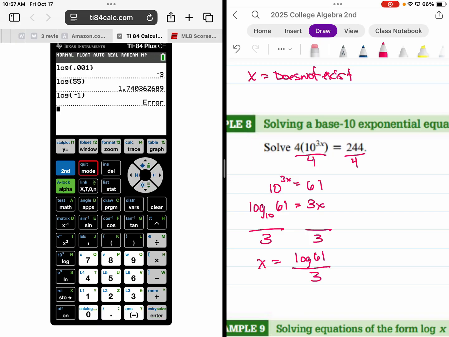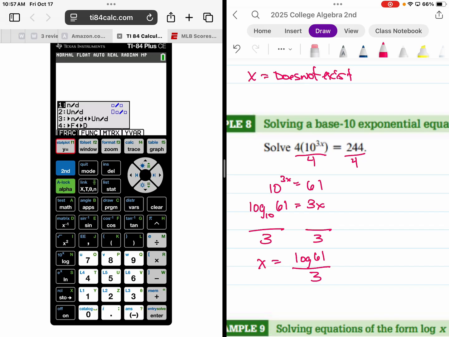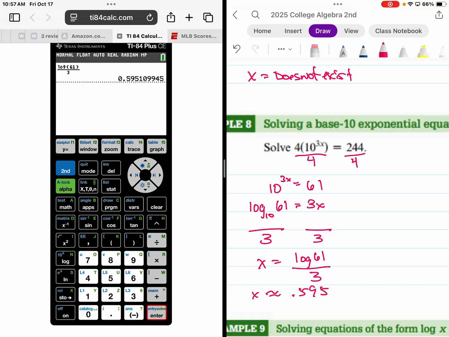So let's go to our calculator. And I'm going to do fractions. So alpha y equals, give me a fraction. On top, I'm going to do the log of 61. Now, anytime you're using a logarithmic button or a natural log button, the ln button, close the parenthesis when you're done with it. That way it lets the calculator know, hey, I'm done putting stuff on the inside there. And then I'm going to arrow down to the bottom, put in our 3, and then I'm going to hit enter. And x is approximately 0.5951. Again, round accordingly to what they tell you. I'm taking it out and round it to the 4th decimal.